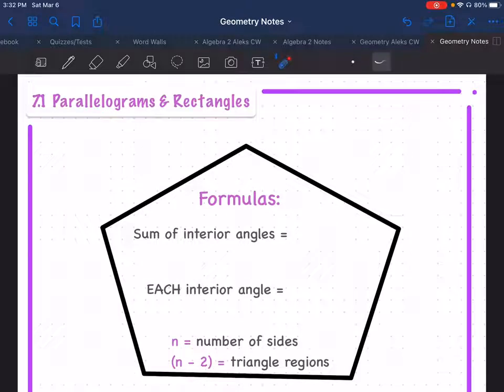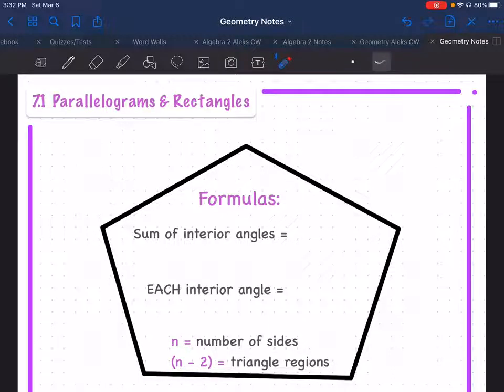Today's lesson is 7.1, Parallelograms and Rectangles. As we start this unit on polygons and quadrilaterals, before we start talking about parallelograms, let's go ahead and talk about how to find our interior and exterior angles of any polygon.